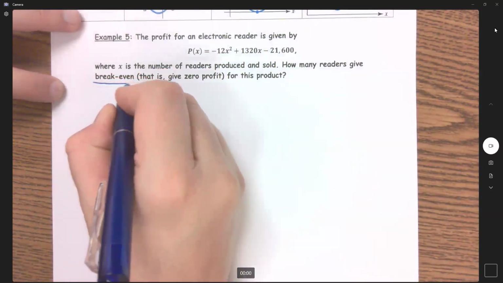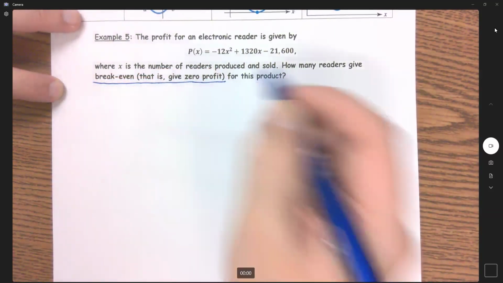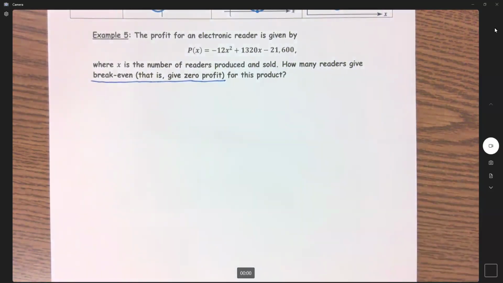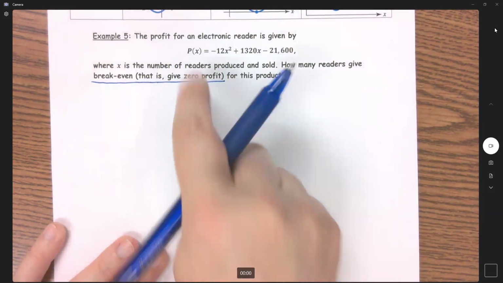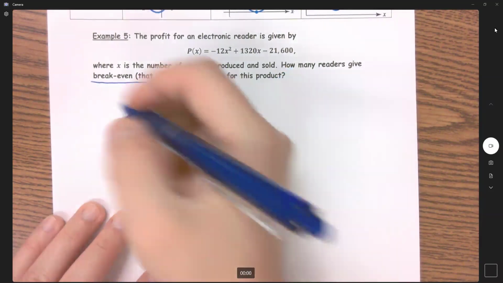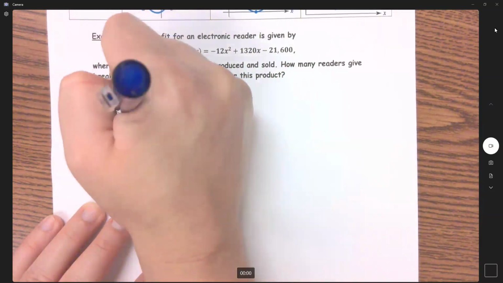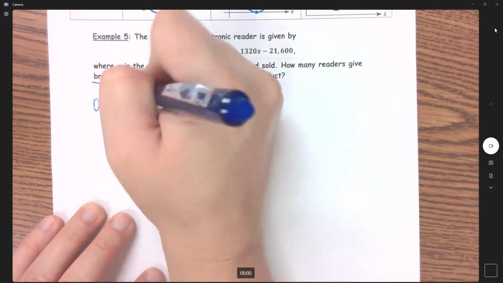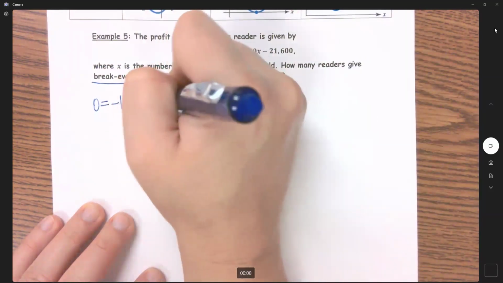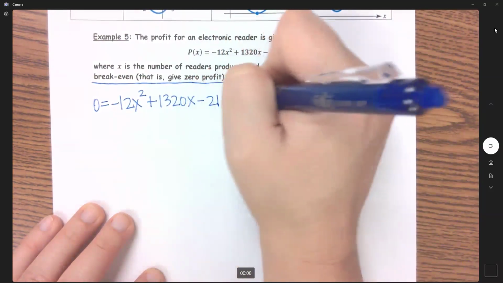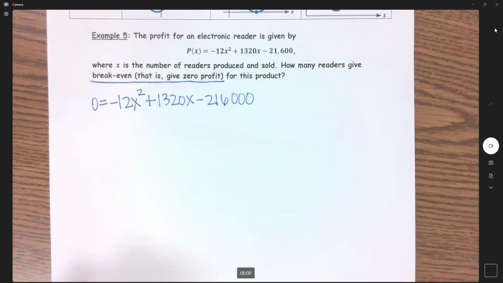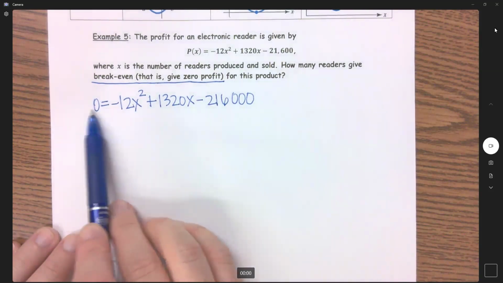So break even means that you have zero profit. So what you are putting into your company, you are making exactly that much back in your revenue. So if break even means zero profit, I'm putting a 0 in for my P of X. So now we have 0 equals my quadratic. Now, this is already in standard form for us to solve. So it already equals 0.